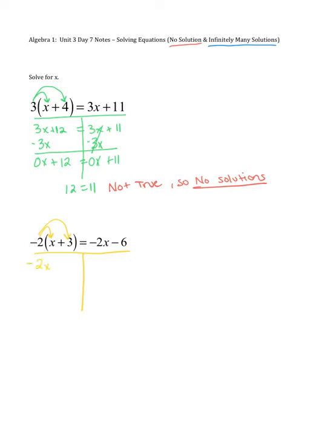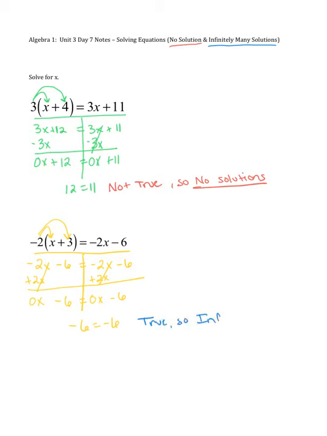Negative 2x minus 6 equals negative 2x minus 6. Hey, are those the same equations? Well, let's just make sure with the math, okay? I'm going to go the other way this time. Add 2x to both sides. Well, that becomes 0, right? And that becomes 0, right? So I'm left with negative 6 equals negative 6. Does negative 6 equal negative 6? It does. That means this is true.